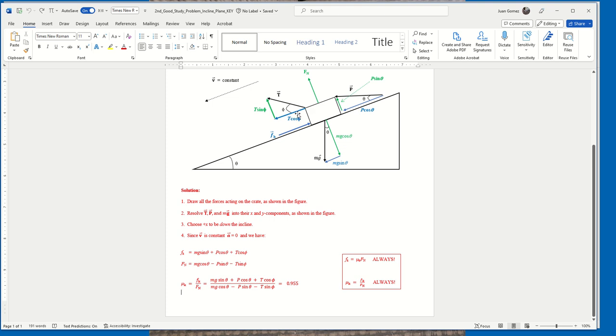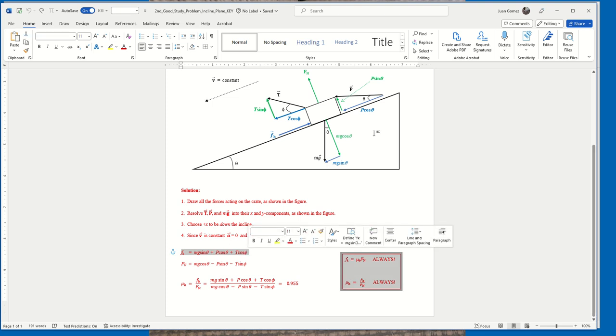Well, clearly, look at your diagram. Fk is in the negative x direction; mg sine theta, P cosine theta, T cosine phi are in the positive x. Well, remember, a is 0 because the speed is constant, so the positives must equal the negative, i.e., Fk must equal mg sine theta, excuse me. Fk must equal mg sine theta plus P cosine theta plus T cosine phi. Don't let the phi's and the thetas confuse you.